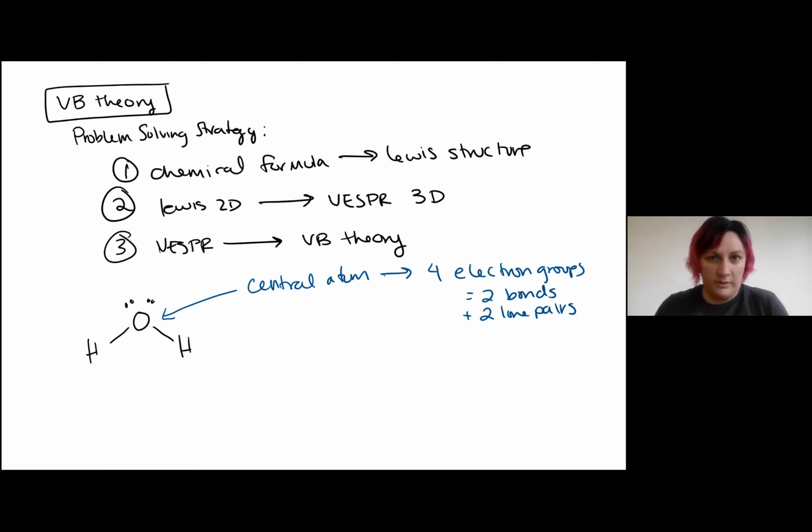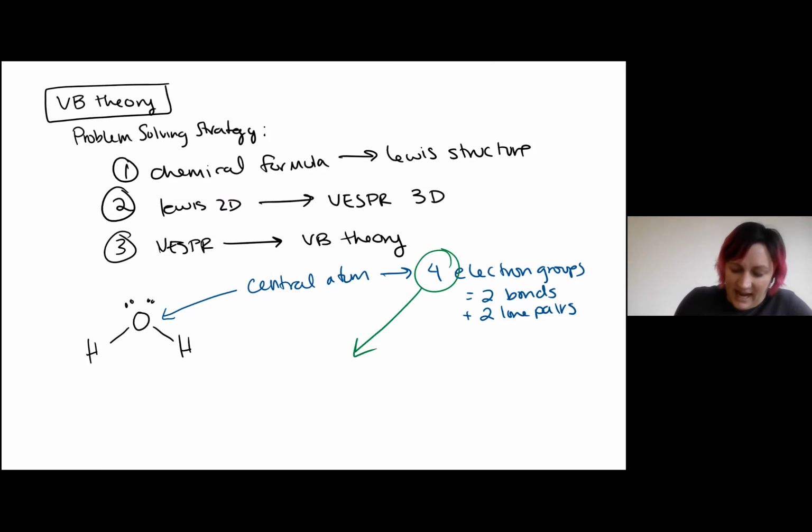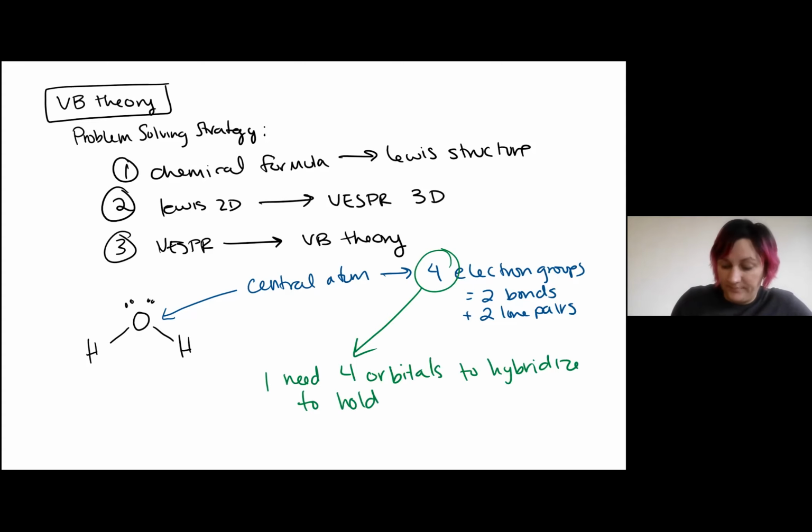Now we're going to try to say what's really going on with the electrons there that allows that to happen. What we're going to need to do is hybridize our orbitals to explain the arrangement of things around it. Otherwise, we'll have a 90-degree angle. So what I do in this case is take that number of electron groups right here, and I say I need 4 orbitals to hybridize, to hold these 4 electron groups.